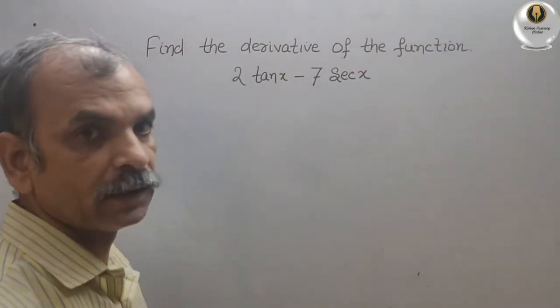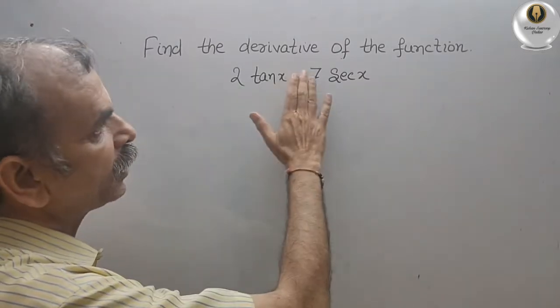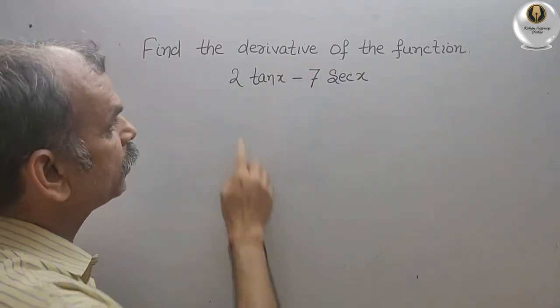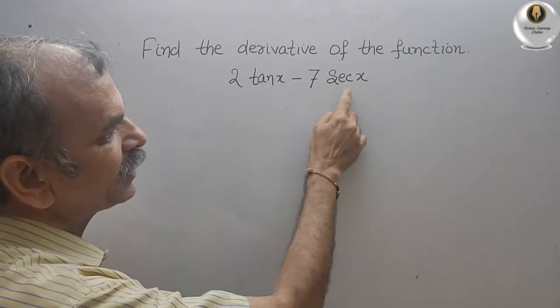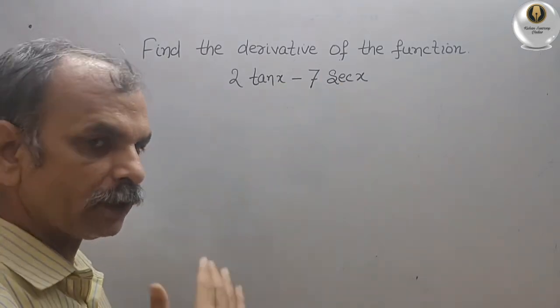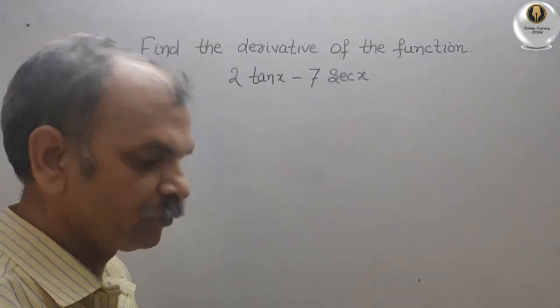Your question is to find the derivative of the function. What they have given? 2 tan x minus 7 sec x. We will go for a simplification first.